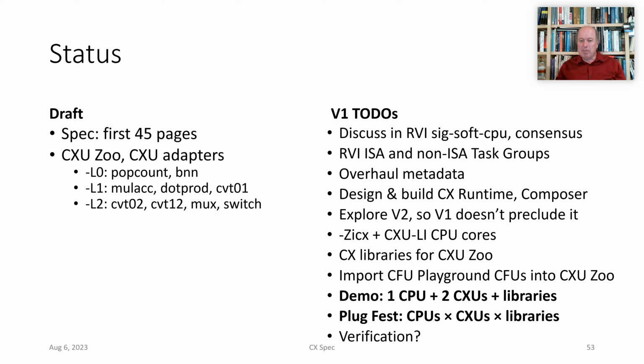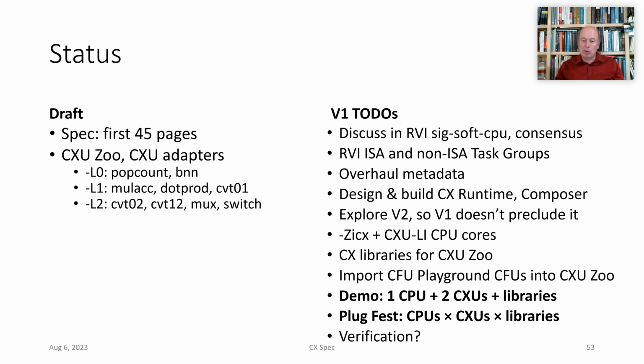We have to overhaul the metadata work and build a CX runtime and a simple composition tool. We're going to have to discuss forward-looking V2 work so we don't paint ourselves into a corner with V1. And we need to add ZICX and CXU-LI ports to a few of the open source RISC-V soft processors. We need some more CX libraries to target our zoo CXUs. And we need to add more CXU examples to the zoo. Perhaps we'll adapt some of the CFU playground CFUs.